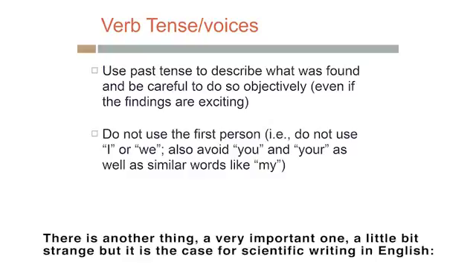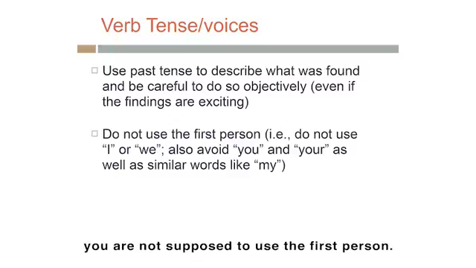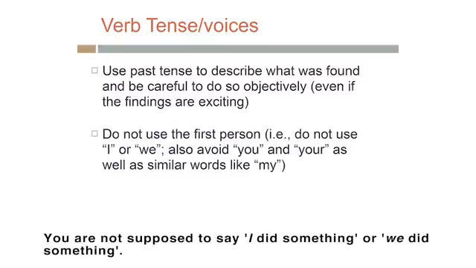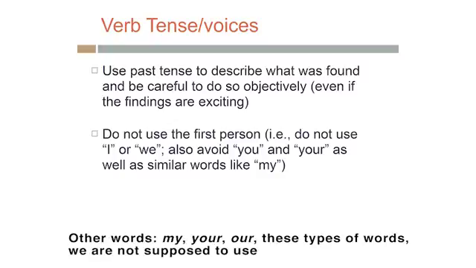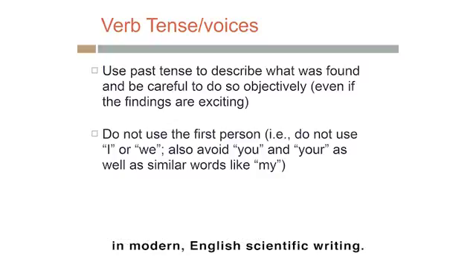Another very important one, a little bit strange, but it's a case for scientific writing in English, is you are not supposed to use the first person. You're not supposed to say, I did something, or we did something. And similarly, the reverse, you. Okay, you're not supposed to use that in scientific writing. Other words, my, your, our. These types of words, we're not supposed to use them in modern English scientific writing.